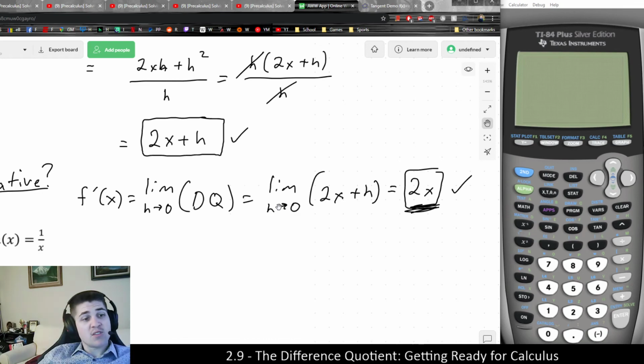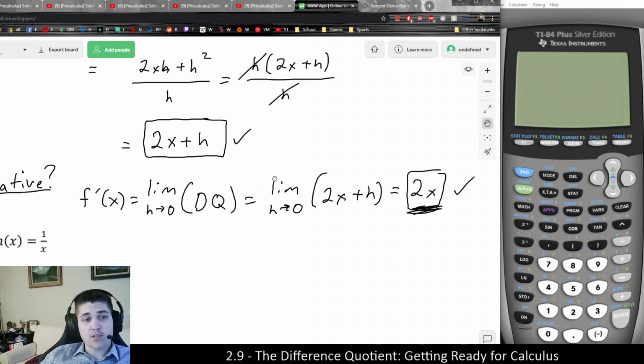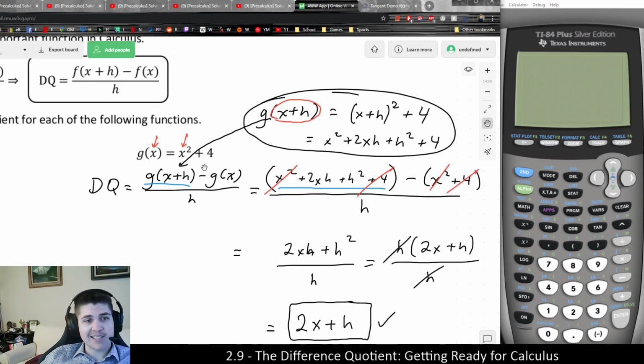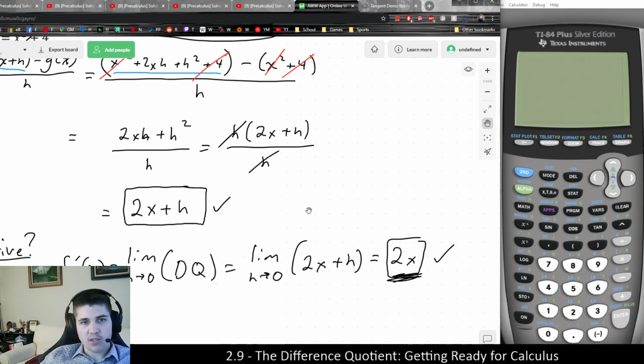Now, for those of you who've had calc before or who have heard certain rules, there's what's called the power rule, which is, if you're trying to take the derivative, you drop the 2 and you subtract 1 from the exponent, which gives you your derivative. But in calculus, you're going to learn all sorts of rules for finding derivatives.